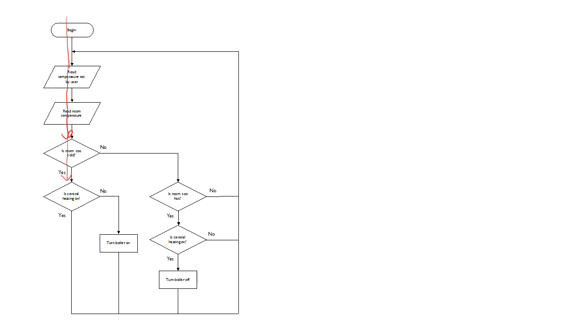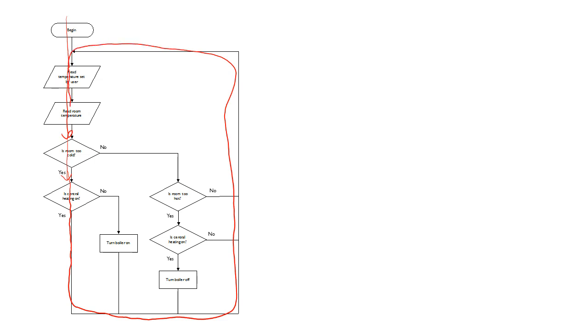Then we check, is the room too cold? Yes. So we want to turn the heating on. But before we turn it on, we also want to check whether it's already on. If it is already on, then we don't have to do anything. We just need to wait until the room temperature comes up to the desired value. So then we'll go back around this loop.